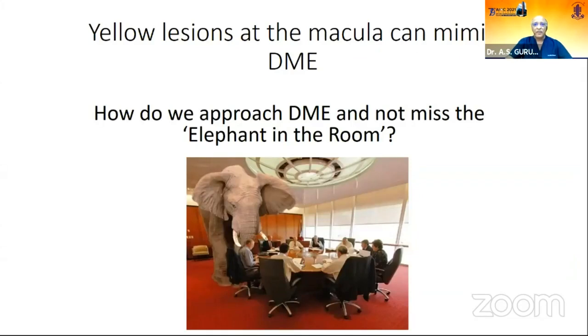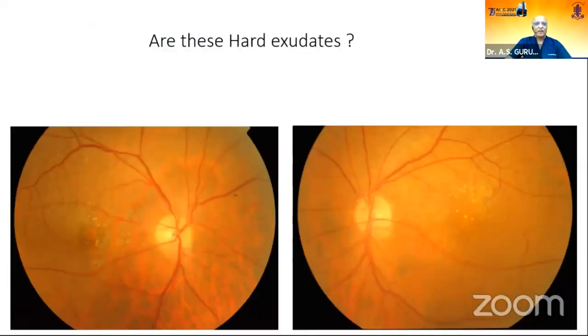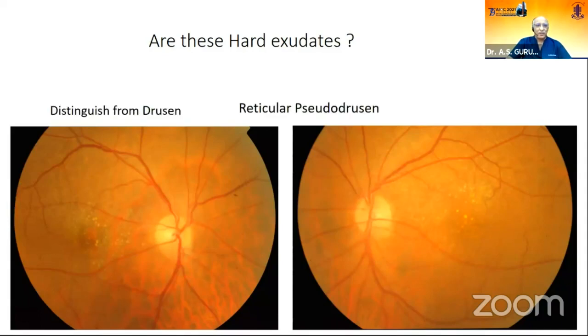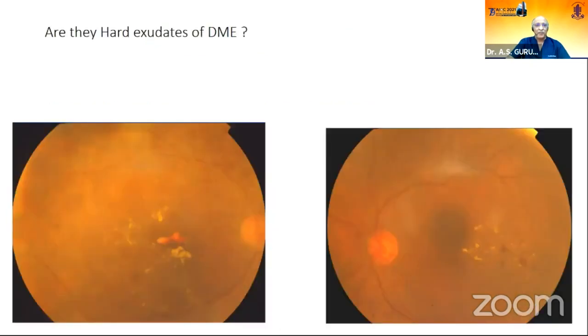So yellow regions at the macula can mimic DME. We all know that. So how do we approach DME and not miss the elephant in the room? Are these hard exudates? Let us start with a simple picture. Are they drusen? Yes, they are drusen. They are actually reticular pseudodrusen, and these have been referred to as hard exudates due to diabetic macular edema.